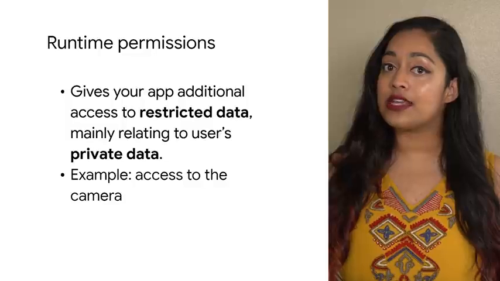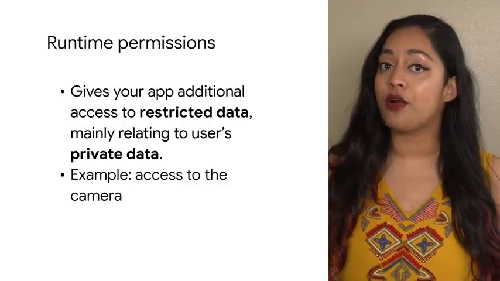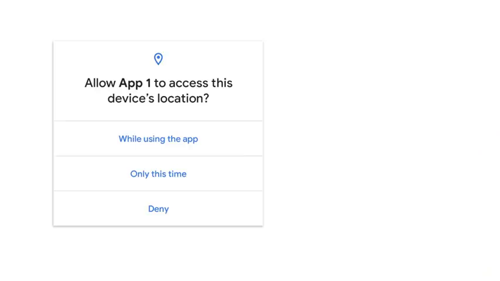When your app requests a runtime permission, the system presents a prompt. To provide users with more control over their data, the system allows users to grant one-time permissions in certain situations, like when accessing the microphone, camera, or location.